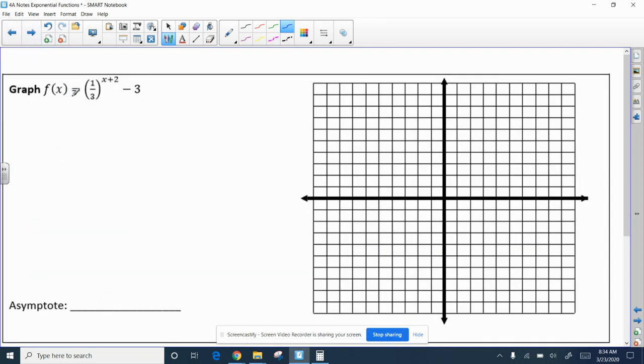All right, we have one more example. This one, we've got f of x equals 1/3 to the x plus 2 power minus 3. This is still exponential because we still have a number as a base and then an exponent. This time, though, our base is a fraction. Our base is 1/3. So that means when I'm graphing this, my base, since it's a fraction, is going to be exponential decay. So this is going to be a decreasing function when we are done.